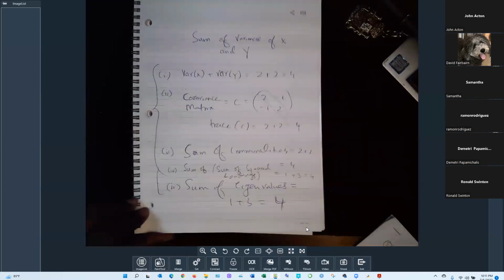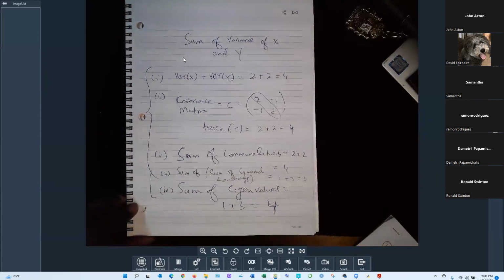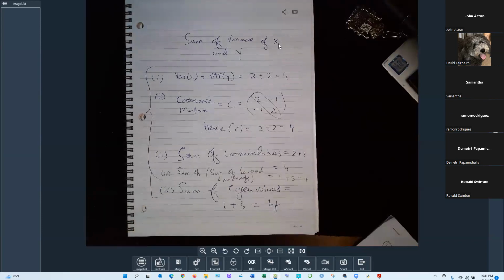Okay. So in addition to that, let me summarize what we did. The sum of the variance of x and y: x has a variance, y has a variance. Their sum is 4, the same as the covariance matrix trace. It's the same as the sum of the communalities: 2 plus 2, that's again 4. It's the same as the sum of the squared loadings. If you get the loadings, square them and sum them up, that would be the total variance. It's nothing but the sum of the eigenvalues.